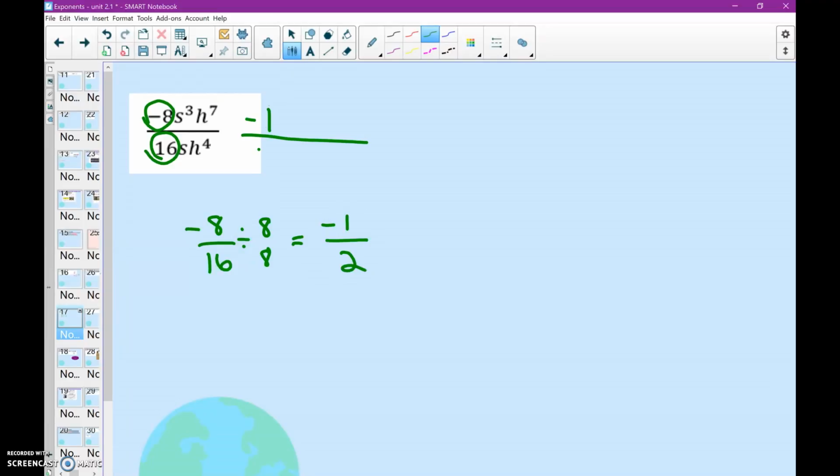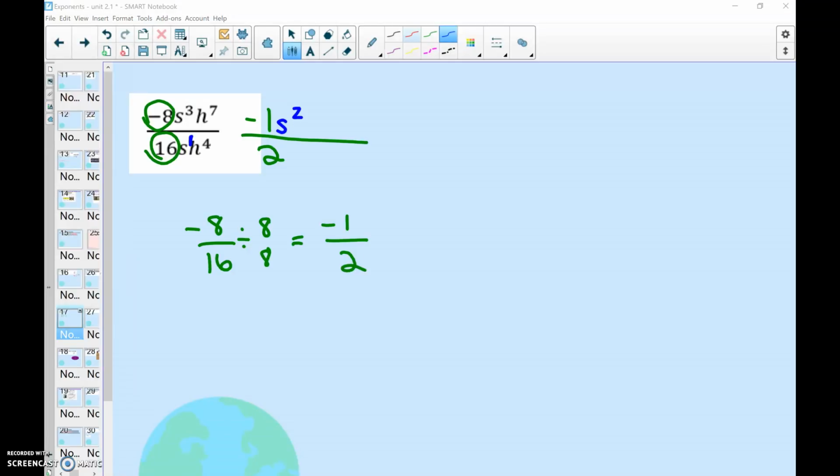Negative 1 goes on top. 2 goes on the bottom. Do not put just negative 2. That is not what that equals. You've also got s to the third, and this is really s to the first power. Remember, when we're dividing exponents, we're really subtracting their numbers. I have more of them on the top, so that's where my remaining s's are going to end up going. So now I have s to the second power on the top.